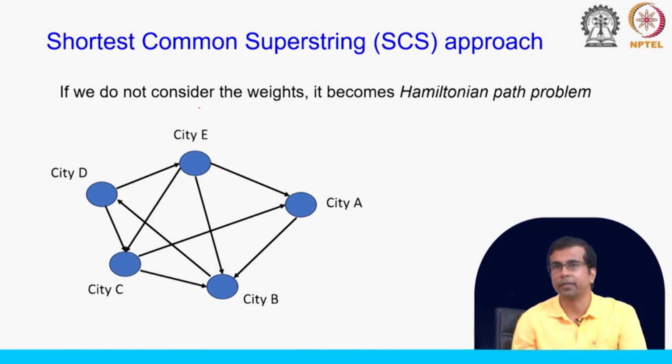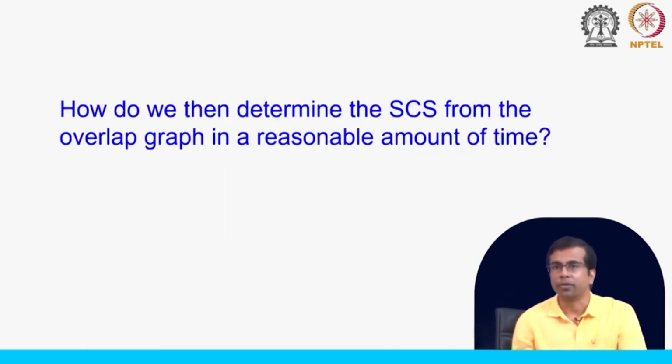We can simplify this, right. If we do not consider the weights, if we just say we want to travel through every city exactly once, you can find these solutions. You can see there are multiple ways to do this, and then it becomes something called a Hamiltonian path problem. Again, this is a famous problem in computer science, and it is known to be NP complete. Again, we are not going to go into the details of NP hard or NP complete. What it means is that it is going to take a long time as we start adding more nodes to the graph. So, what we see is that the shortest common superstring approach is going to be quite time consuming as we have more nodes in the graph.